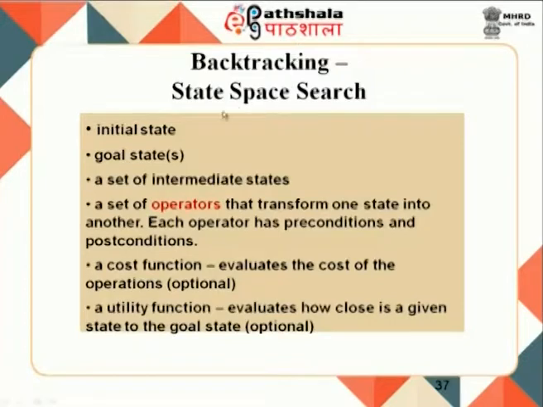So, in backtracking, you have state space search, initial state, goal states and a set of intermediate states, and you have operators that you can operate that transform one state to another. Each operator has preconditions and postconditions. And you have a cost associated with each of the operations, and you have a utility function to tell you if you use this operator how close is your given state to the goal state.